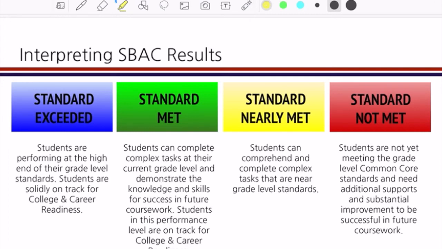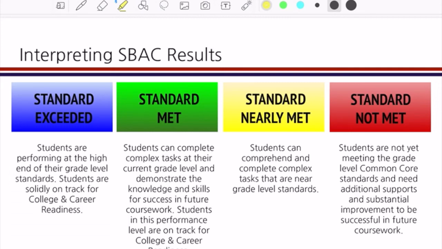Students whose scores are classified as standard exceeded are students that are performing at the high end of their grade level standards on this particular day taking this particular test. Colleges would view that as being that you are solidly on track for college and career readiness. Students who score standard met can complete complex tasks at their current grade level and demonstrate the knowledge and skills for success in future coursework. Students in this performance level are on track for college and career readiness.